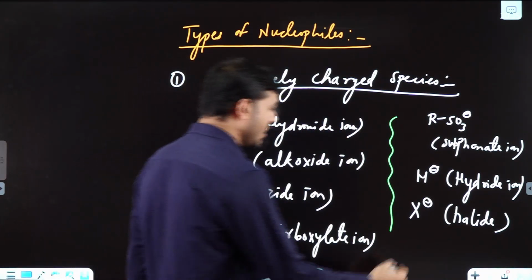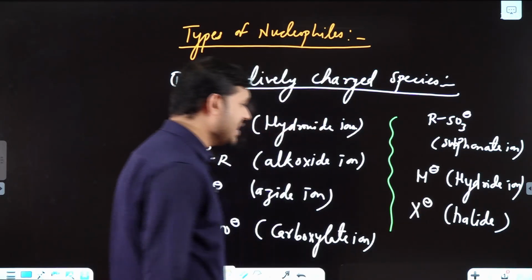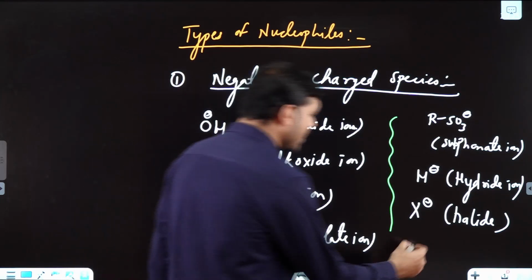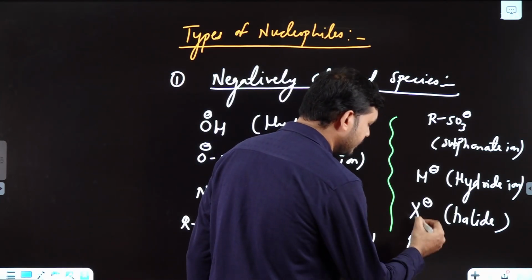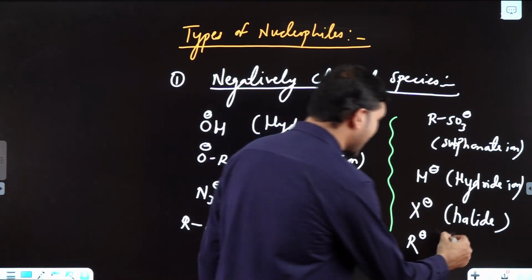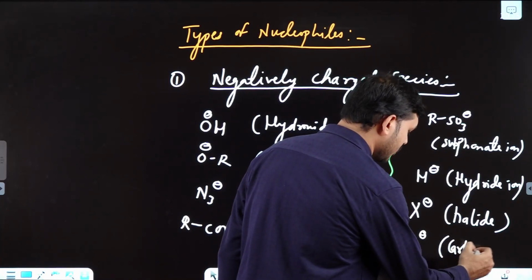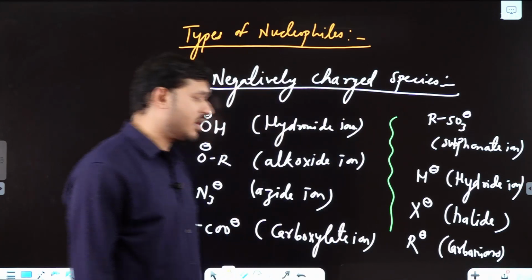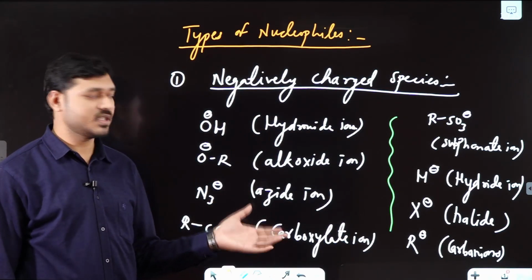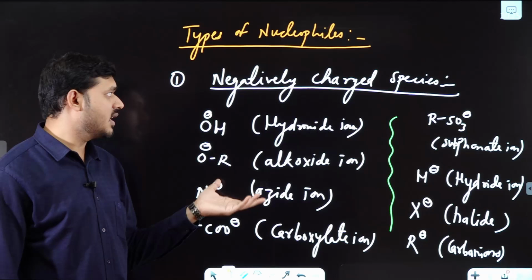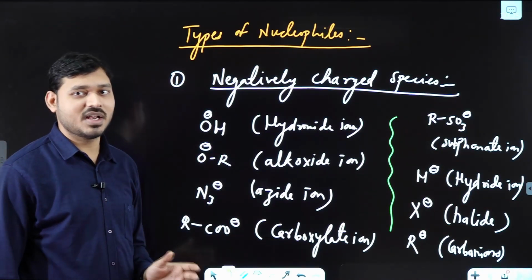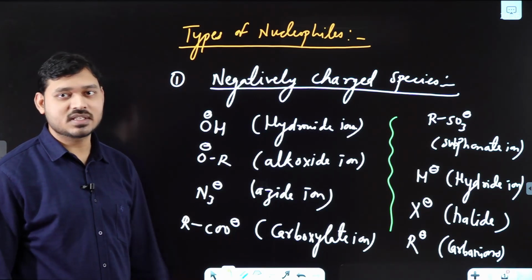Clear? So all these are the cases of negatively charged species. Now I can also say R minus. Okay, so this will be your carbanion only. Carbanions. So all carbanions will be negatively charged species. So all these cases you can see here are negatively charged species and they will behave as nucleophiles. Okay, they are very strong nucleophiles actually.